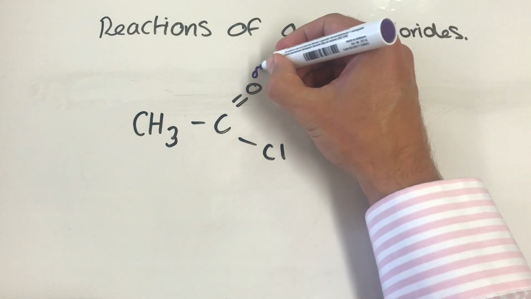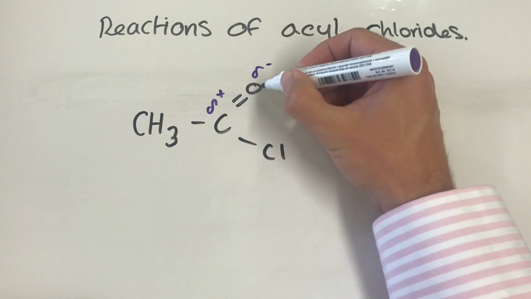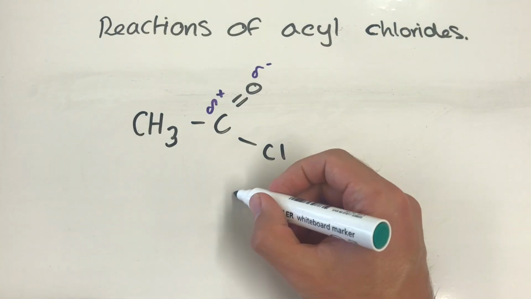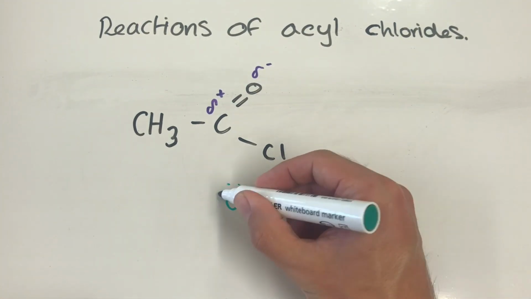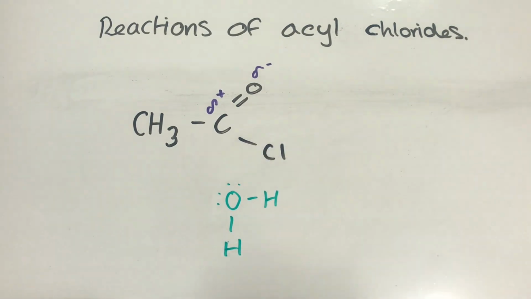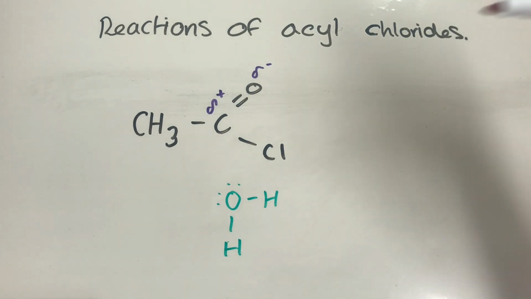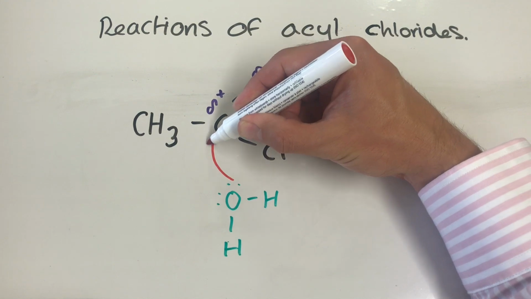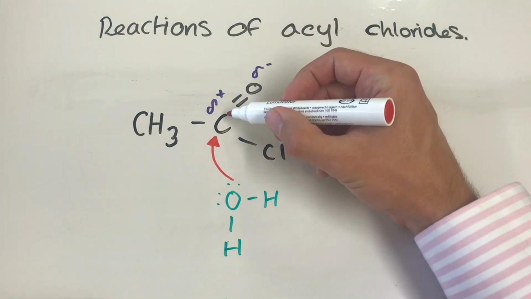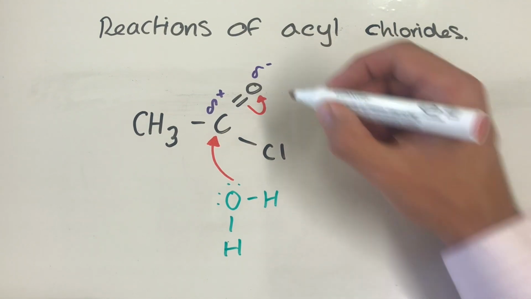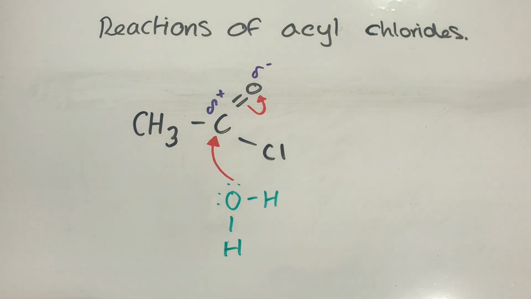We've got our polar group, with the oxygen being more electronegative than the carbon, drawing the electrons towards itself. Then we've got our water, which is going to add in, because water has lone pairs of electrons, which allows it to act as a nucleophile in this reaction. To draw this, I'm going to use a red pen to show the movement of a pair of electrons from the nucleophile to the positive carbon. That results in the electrons in the double bond being repelled away towards the oxygen.